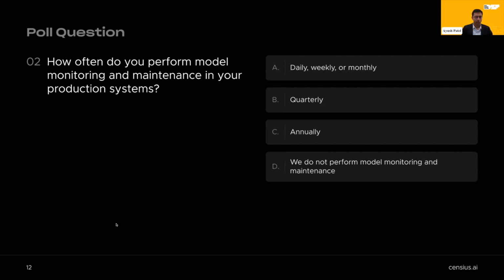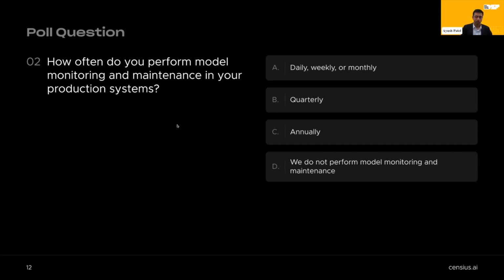Yeah, I think we can end the poll, Lizzie. I think we have our results in. The results we saw here are that roughly 35% of you went to daily, weekly, or monthly in terms of monitoring the models and the production systems. Another 30% were not doing any model monitoring or maintenance, and the rest were quarterly, 30%, and then 10% annually.